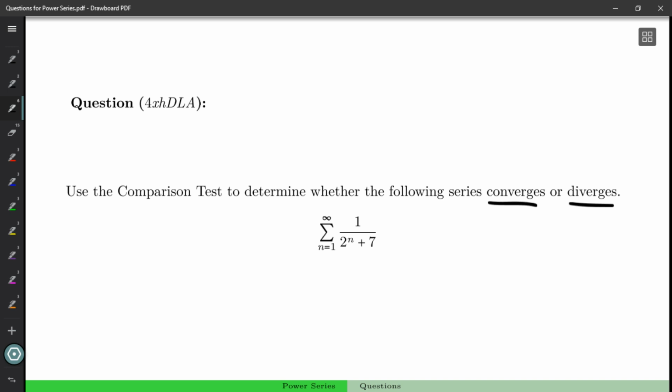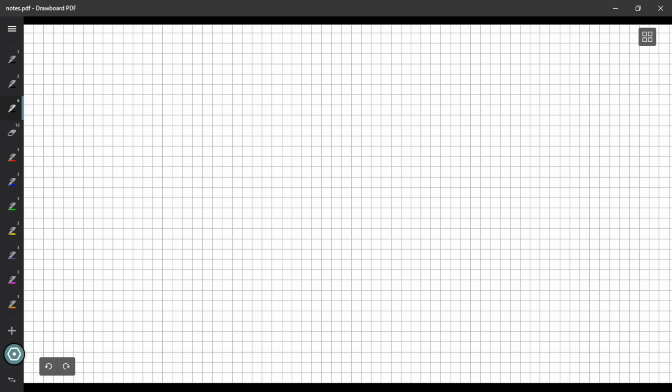Now when it comes to using the comparison test, we have to compare it to something. We have to compare our given sequence to another one whose series behavior we already understand. Now, does this particular one remind you of anything? Well, it kind of looks like 1 over 2 to the n, just with a plus 7 as well. And that is a series that we understand. So it might be a good idea to try and make a comparison.